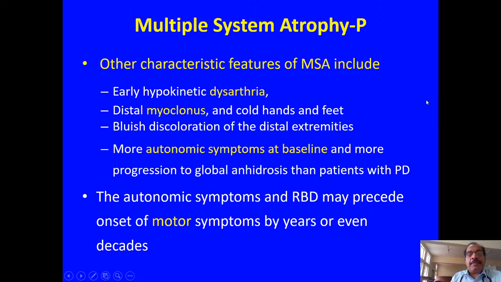So basically the patient will have various motor abnormalities which may affect any part of the body, upper limb, lower limb or bulbar muscles. So the patient may have dysarthria also. Sometimes the patient may have some involuntary movements like myoclonus. And then, as I mentioned, autonomic dysfunction may also come.